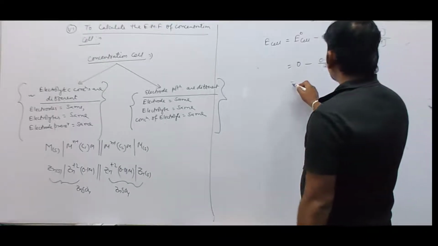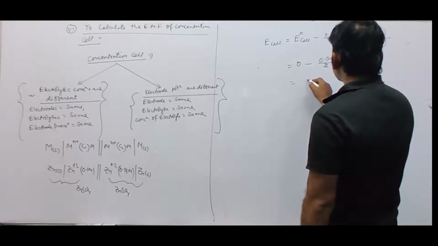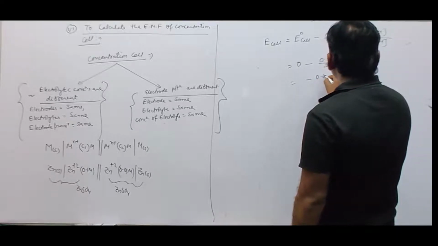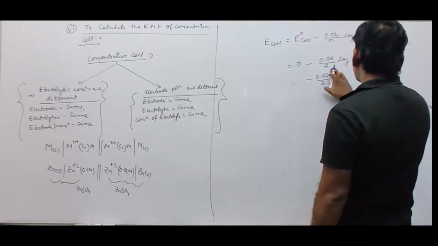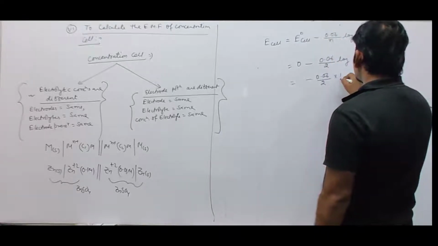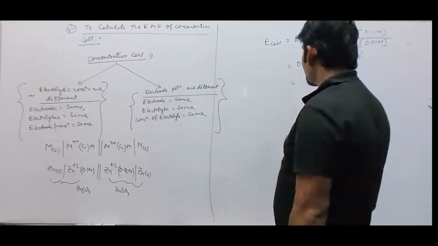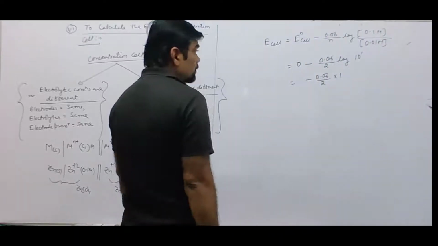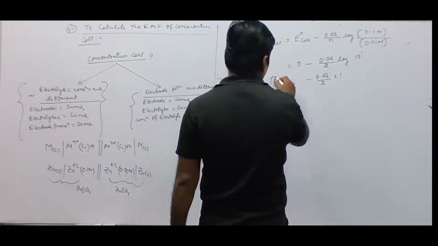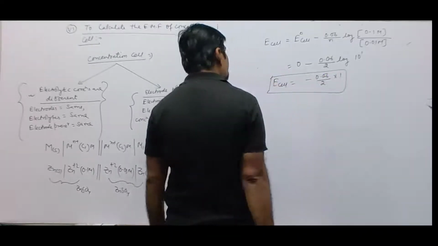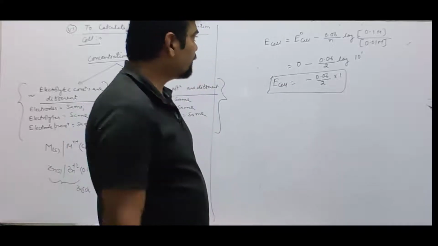Okay. So now this is equal to minus 0.06 by 2 log base 10, and log 10 is 1. So what does it mean? EMF of cell is calculated like this, so the cell potential is minus 0.03 volt.